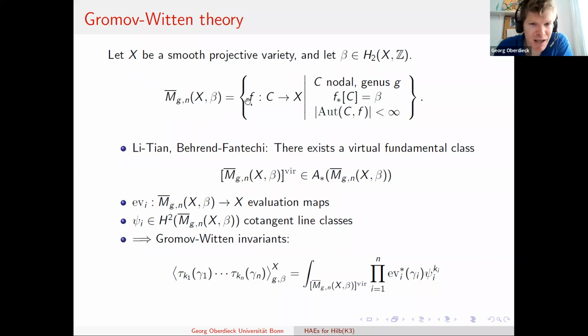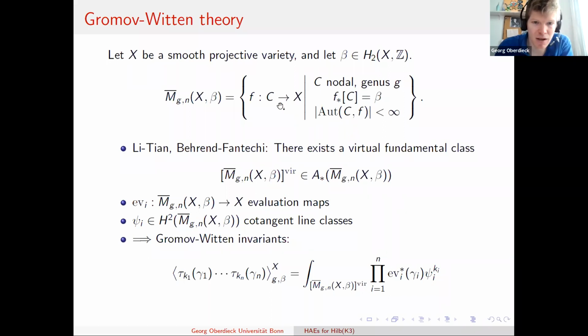And this parameterizes pairs of a map from a curve. So C here is a nodal curve of arithmetic genus g. You parameterize a pair of a map from this curve C to your target together with n marked points on this curve C. The conditions are that the markings should not lie on the singular locus of the curve. The pushforward of the fundamental class of C is this class β that you fix a priori in H_2. And then there's a certain stability condition which says that the automorphism group of the curve C that respects the markings and this map f should be finite.